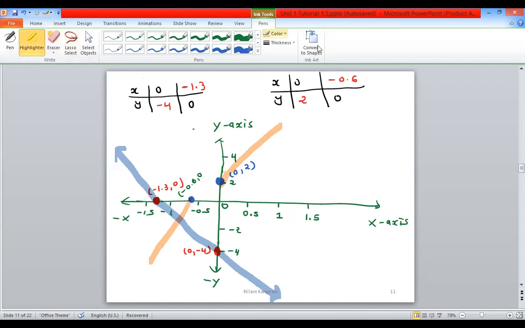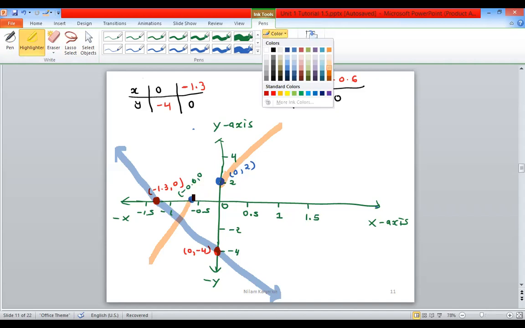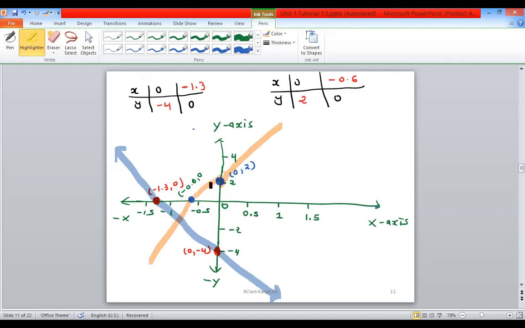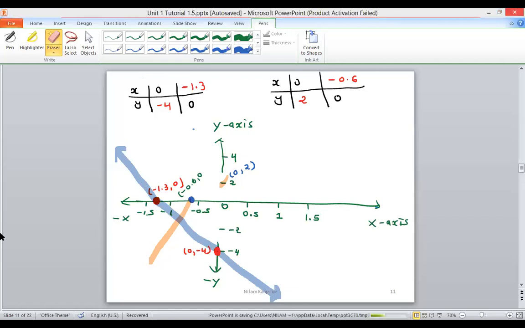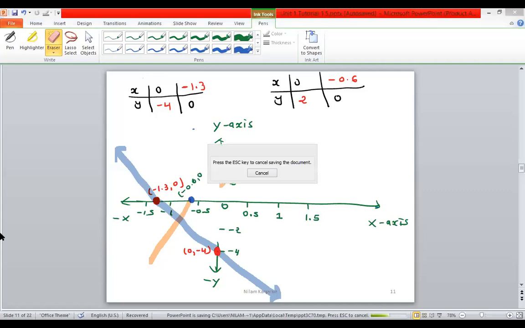your straight line is like this. Please student, take a screenshot.